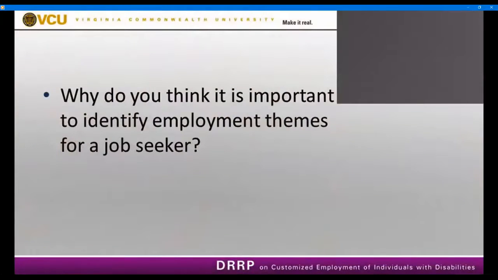Okay, thank you. So as you're going through your discovery, why do you think it's important then to identify employment themes for a job seeker? I think it's very important because it's more individual specific for the job seeker. It allows the employment specialist to have more of a direct path when looking at different businesses. And it's going off the interests and strengths and abilities of the job seeker and not just a broad bucket of information.